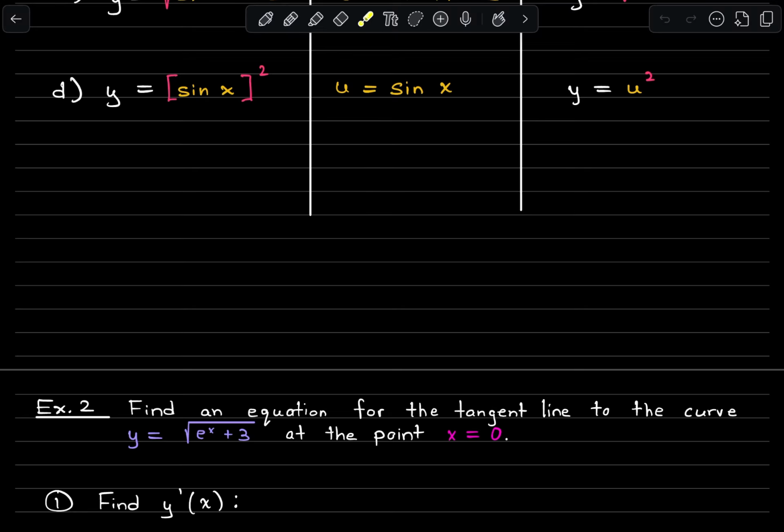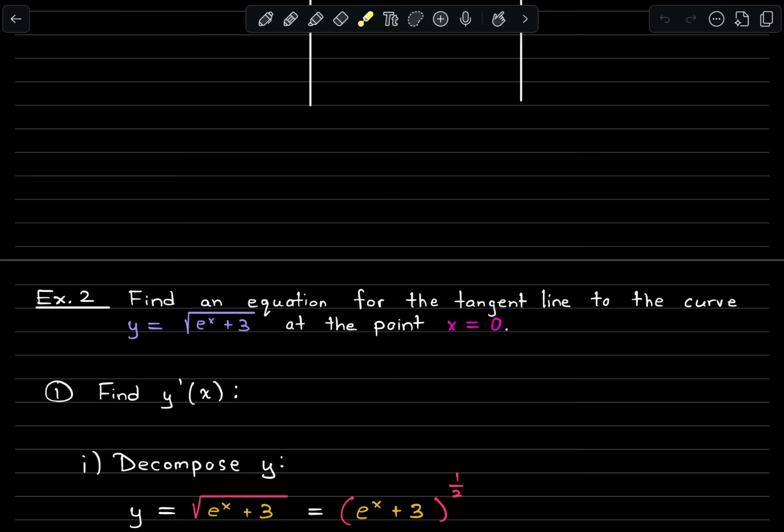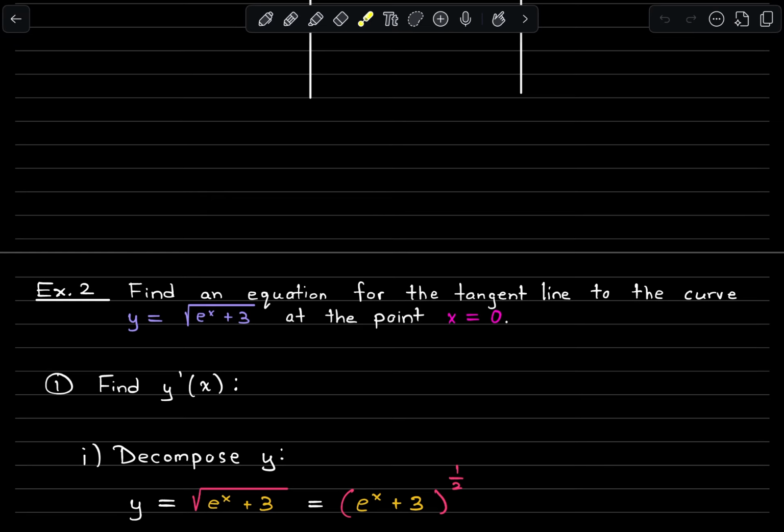So let's start by doing that. Let's start by finding y prime. Our first step is going to be to decompose y. So let's identify the outer function, that's the square root. We identify the inner function here in yellow, e to the x plus 3. Any radicals we can always represent as powers. I think that'll be a lot easier to deal with in general. So we represent this as e to the x plus 3, all of it raised to the 1/2 power.